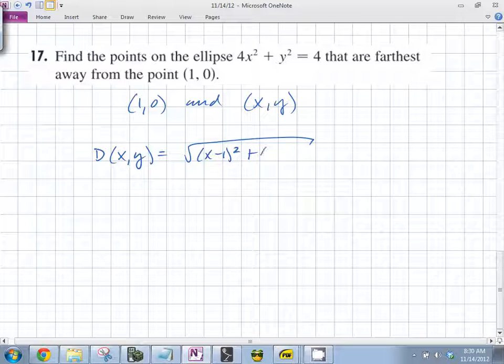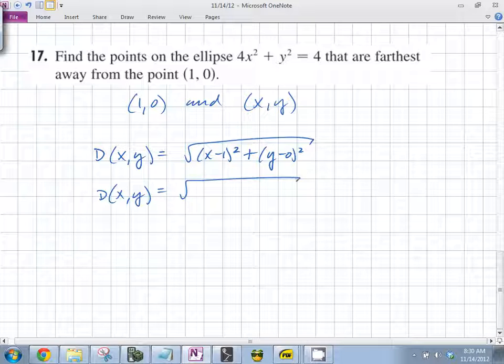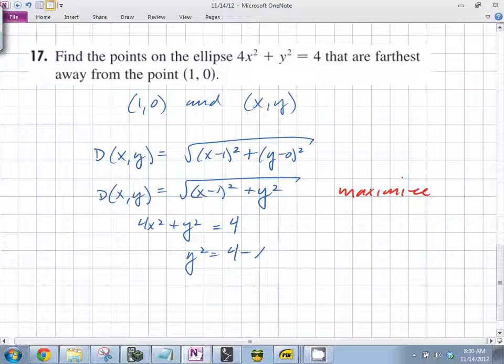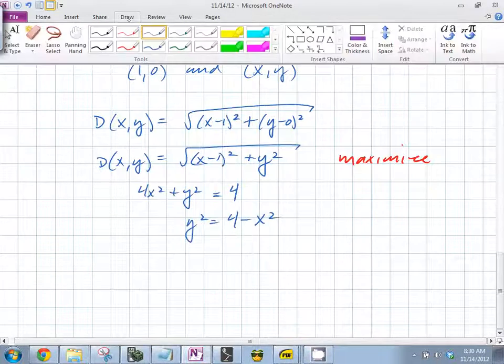So this is the distance formula right here. You end up with the square root of x minus 1 squared plus y squared. This is what you are trying to minimize or maximize. You're trying to maximize this, but what constraint do you have to abide by? What other relationship does x and y have to hold? 4x squared plus y squared has to equal 4. What does y squared equal? So where can you put that? You take this, you plug it in right there, and what do you end up with?